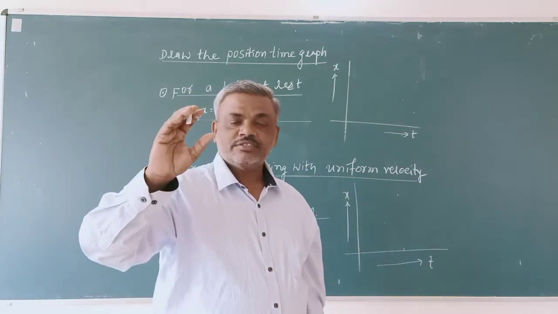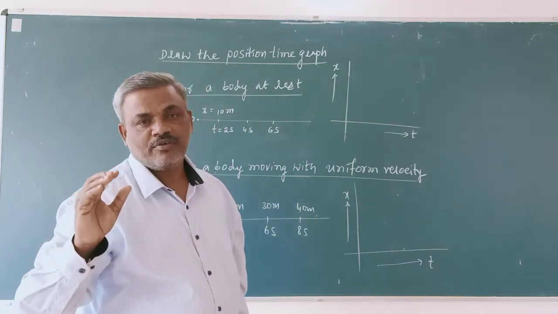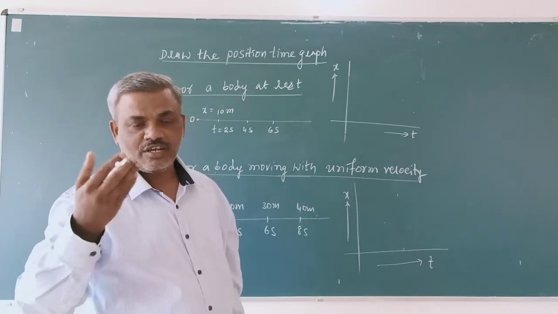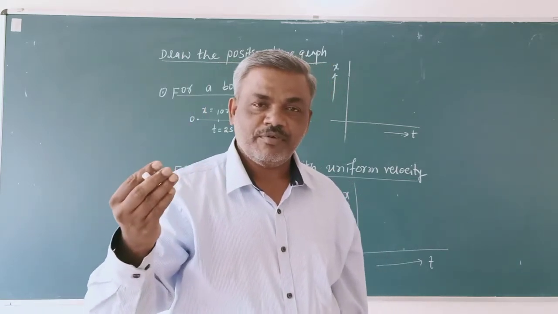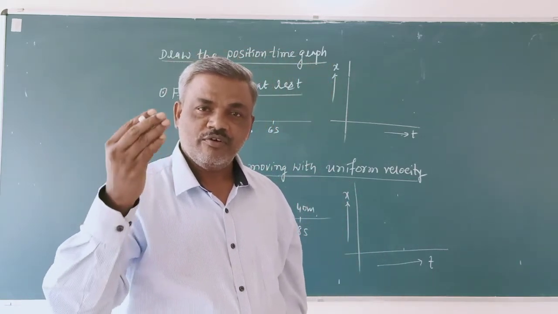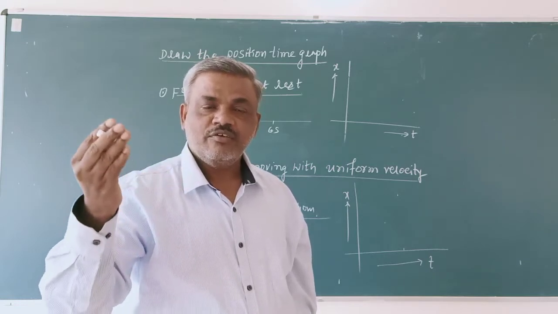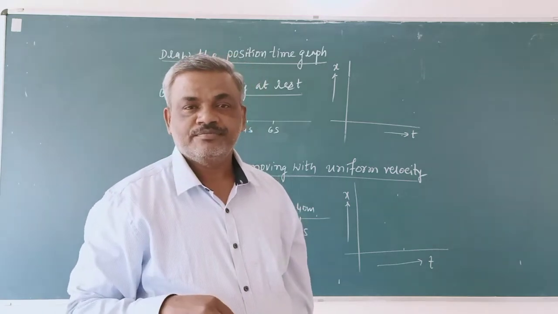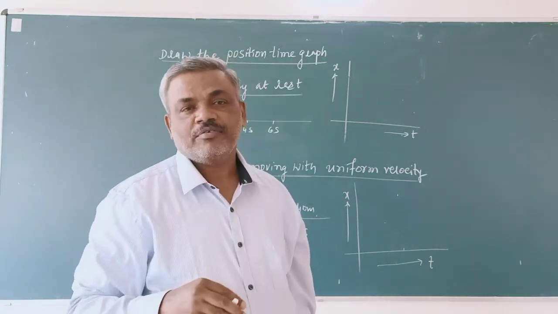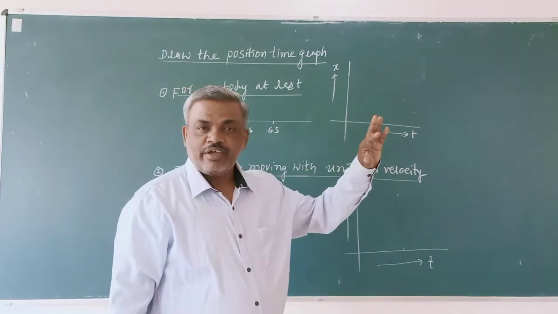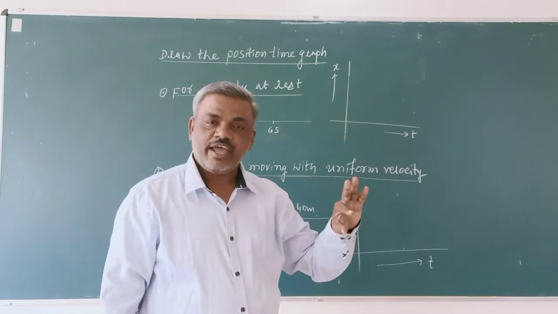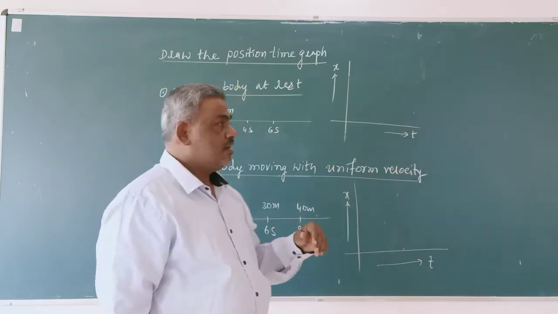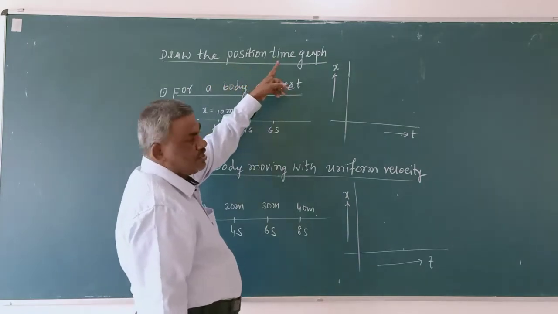Students, in today's class, we will draw the position-time graph for various cases and the velocity-time graph. In the last class, we studied the graphical representation of motion, how position, velocity, and acceleration vary with time. These variations can be shown graphically. In the position-time graph, position is taken along the y-axis and time along the x-axis.